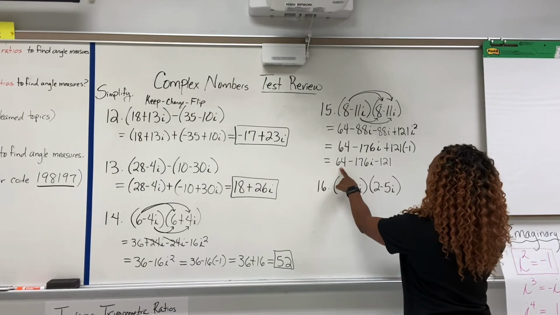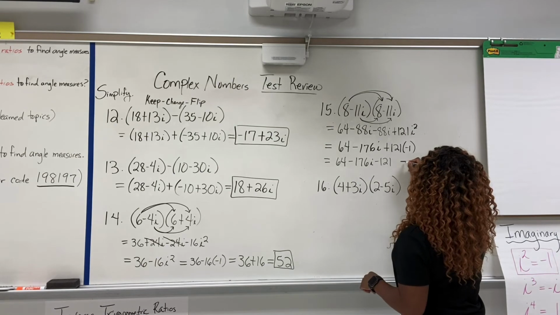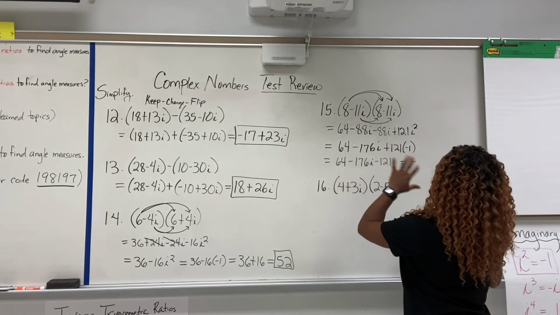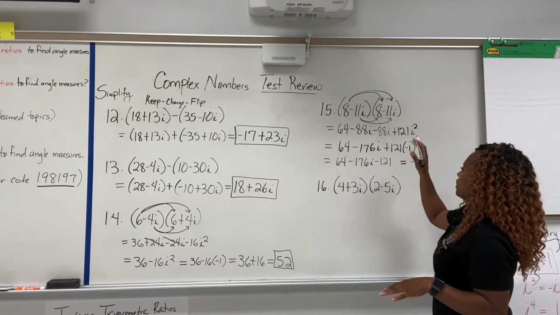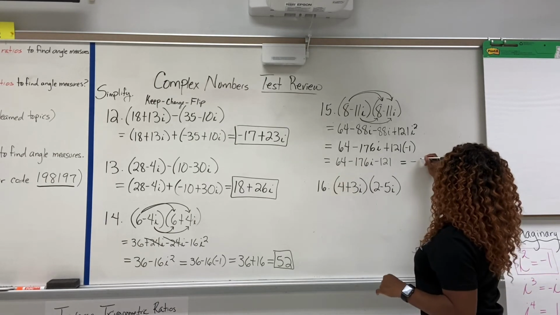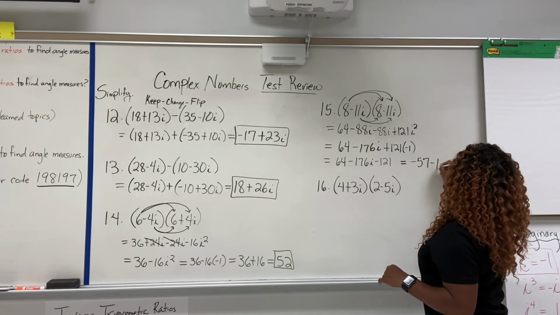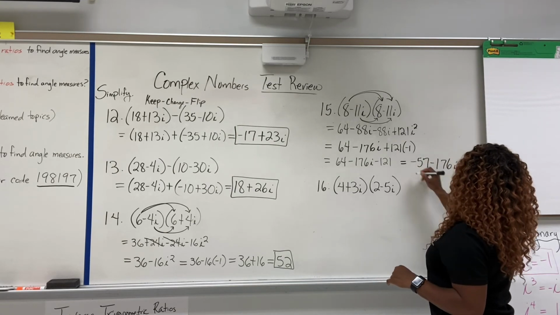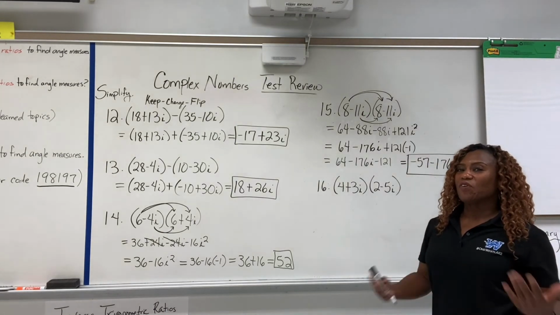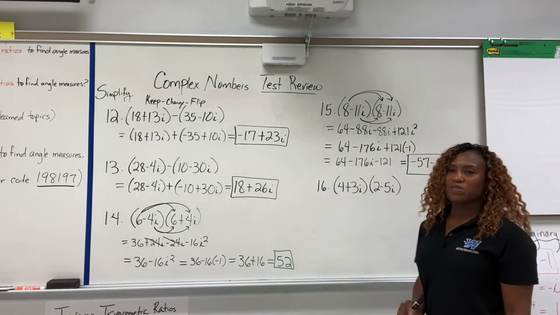But I see I have a 64 and a -121. So I've got to deal with those. So I'm going to go ahead, and I know I'm going to have a negative because this is more negative than positive. So that'll be a negative 57 minus 176i. And here we're done because there's nothing else we can do. We've simplified as far as we can. Simplified completely, and we're done. And then the last one, number 16.